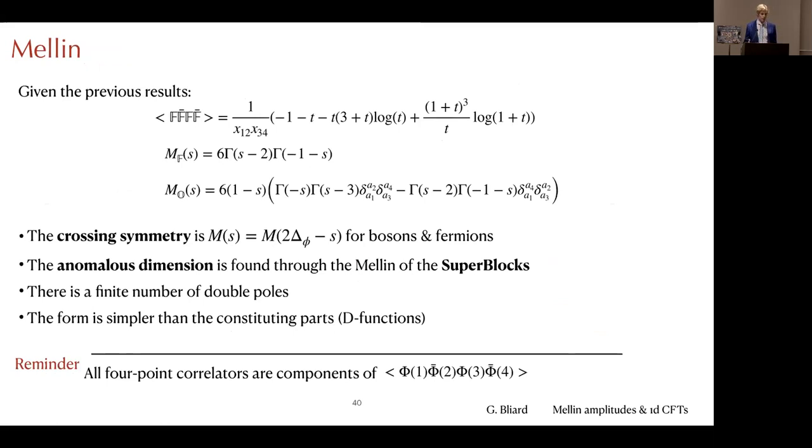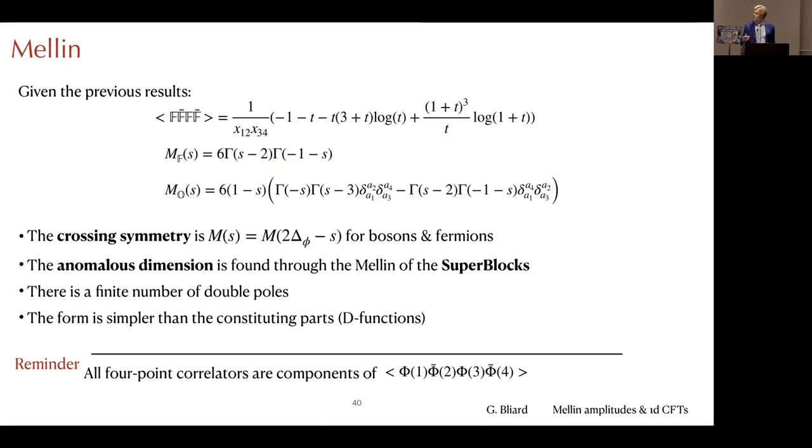So how can the Mellin transform help us in this setting? Given the previous results, it's a natural question to look at the four-point correlators of these F F-bar, and to use our formalism to take the Mellin transform. If you recall the Mellin transform of the D-bar functions, we had a much more complicated form, with an infinite sum of double poles and two different components, one that was a cosecant times a cotangent, and one that was a cosecant. In this case, we have a finite number of double poles, and a much simpler form.